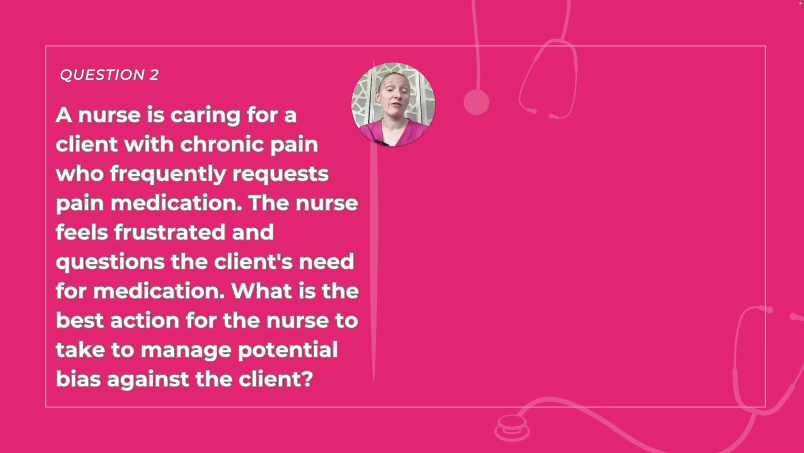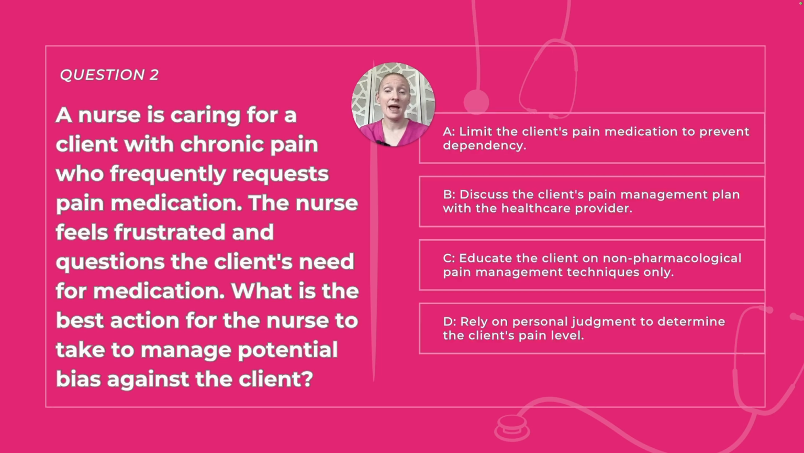A nurse is caring for a client with chronic pain who frequently requests pain medication. The nurse feels frustrated and questions the client's need for medication. What is the best action for the nurse to take to manage potential bias against the client? A, limit the client's pain medication to prevent dependency. B, discuss the client's pain management plan with the healthcare provider. C, educate the client on non-pharmacological pain management techniques only. Or D, rely on personal judgment to determine the client's pain level.